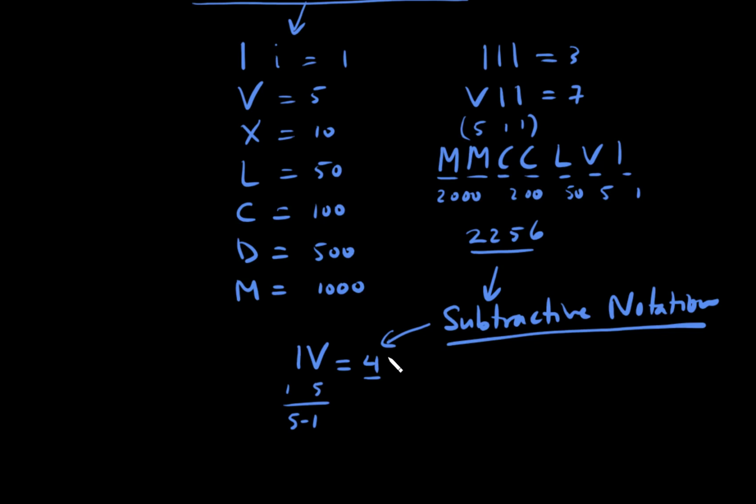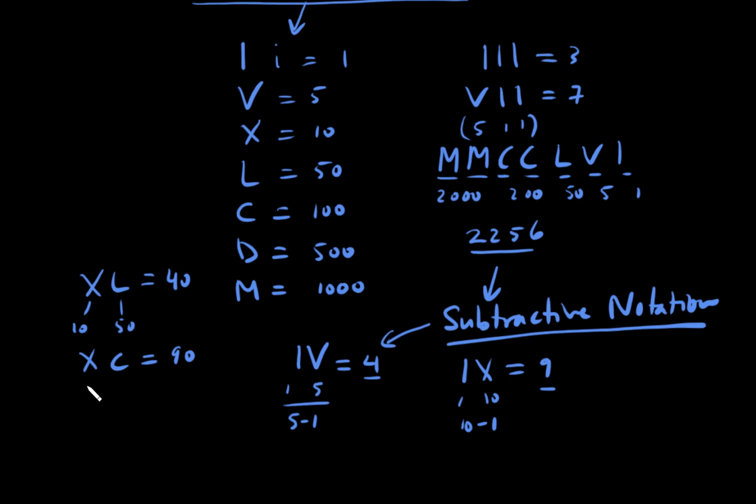And we can do this with a number of letters. So we can do this with 4. We can also do it with 9. We can do IX equals 9. You can see why. This is 1, this is 10, so 10 minus 1 equals 9. Okay, and we can do it with XL, so that equals 40. 50 minus 10. You can do it with XC, so that equals 90. X again, 10, and C equals 100, so 100 minus 10.